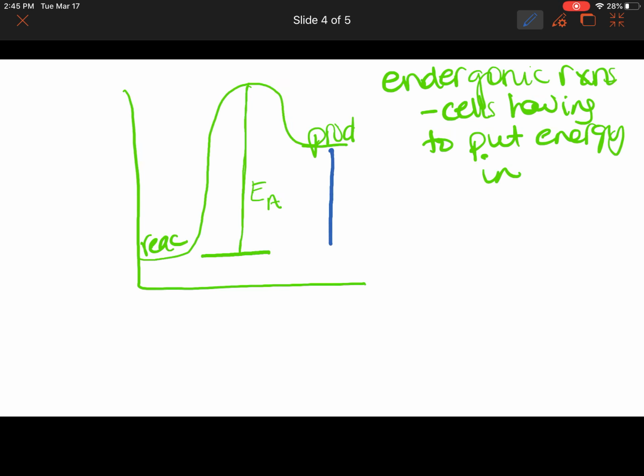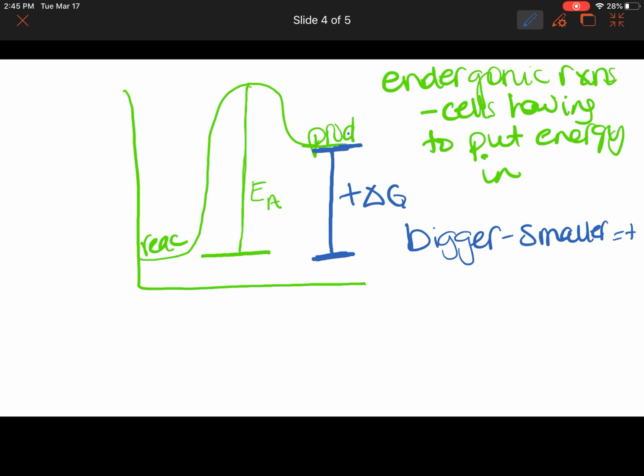Well, if we're going to look at our free energy for this reaction, again, it's the difference between the free energy of the products and the free energy of the reactants. Okay, well now our products have a higher free energy than our reactants, so we're going to have a bigger number minus a smaller number. That's going to give us a positive value. So that reaction would have a positive delta G.